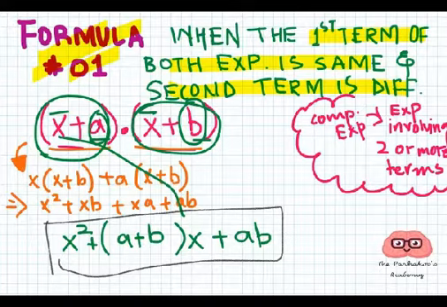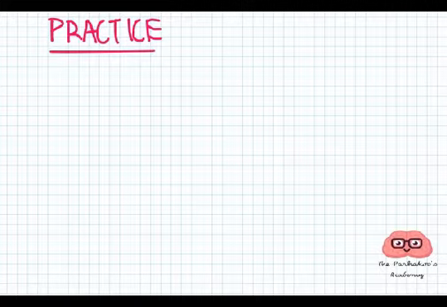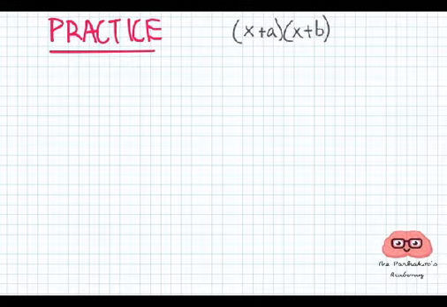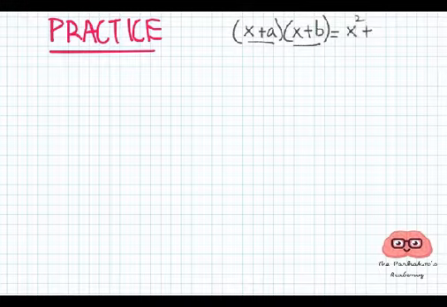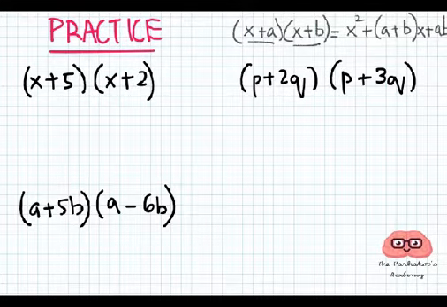Now let's see how we can apply it. So now it's practice time. Let's first jot down the formula here. So we have x plus a, x plus b. If we have such a scenario, then we square the first term, we add the second terms of both the expressions times the first term, and we take the product. So this is how we're going to solve. Okay, now let's see different problems and try to solve them in a shorter way by using the formula.